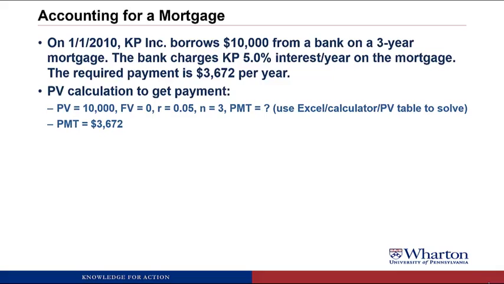3 years, and it's 3. We don't know the payment. We can use Excel or a calculator or PV table to try to solve it. The payment comes up to be $3672. Easiest way to solve this is Excel, so let me pop out to Excel and show you how to do that.